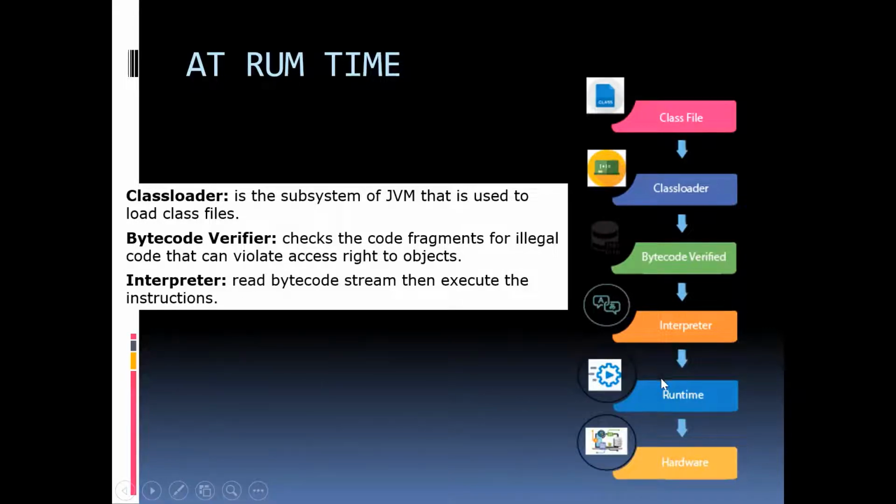Next comes the runtime. When the program runs, if there are runtime errors, they would come up. That is called the runtime environment, and the hardware is where we finally get the output.